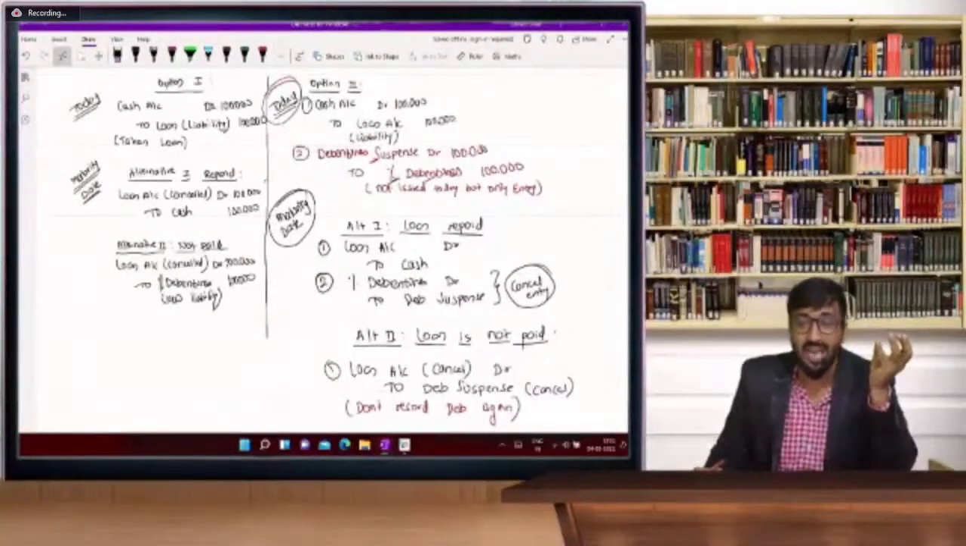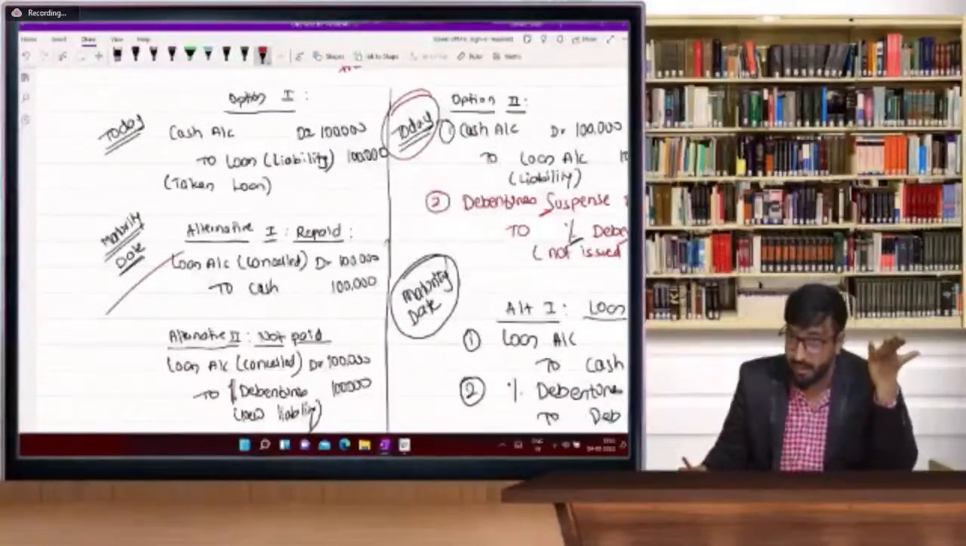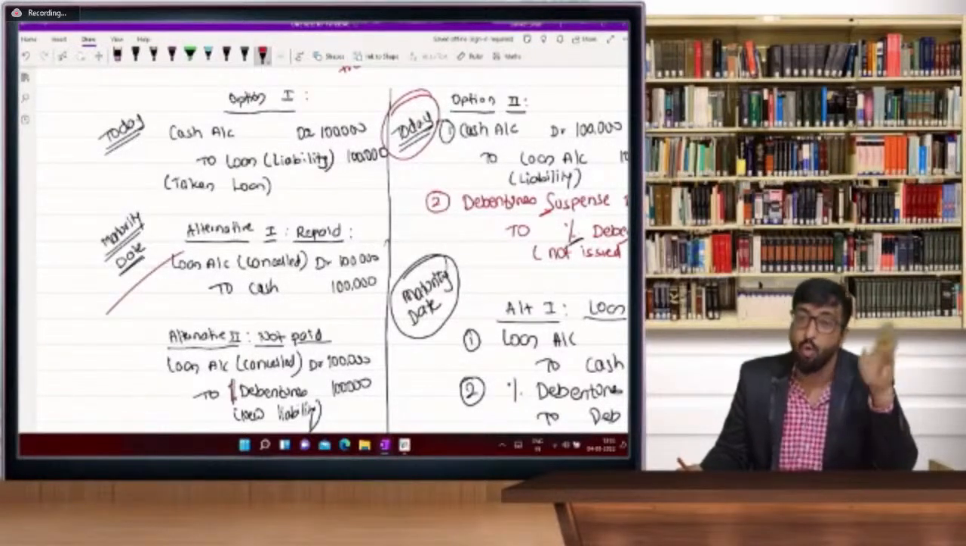In alternative 1, the first entry will be cash account debit to loan, as we have taken a loan. We will not pass any other entry, so directly the debentures entry on the maturity date. On the maturity date we will pass the debentures entry. If the loan is repaid, the question of debentures does not arise. Loan account debit to cash, or loan account debit to debentures if the loan is not paid.